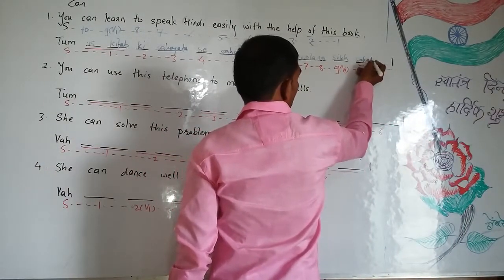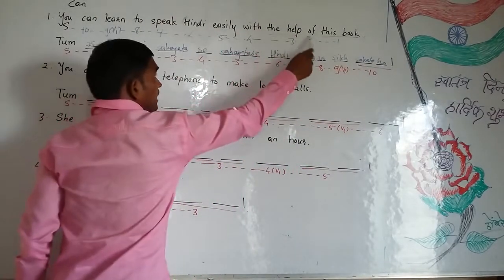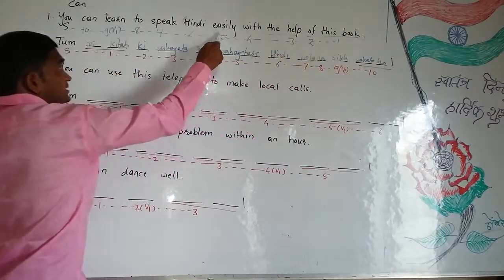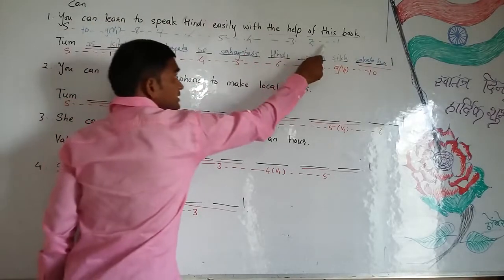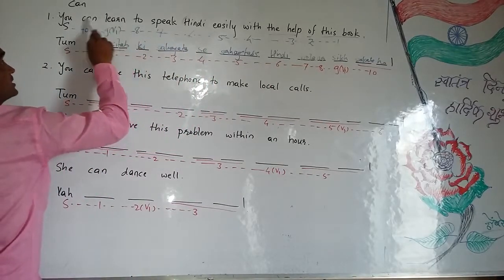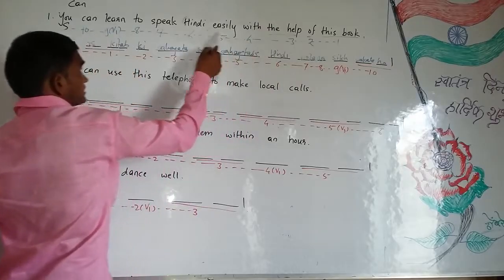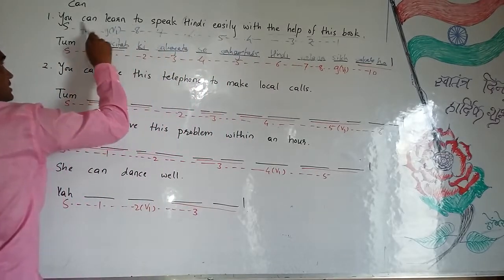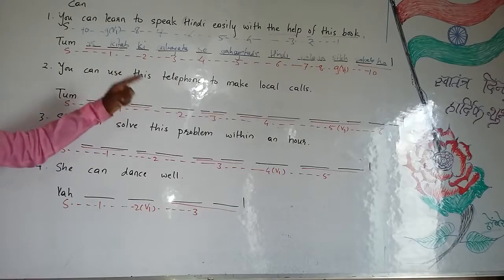तुम इस किताब की सहायता से सहजता से हिंदी बोलना सीख सकते हो। The next sentence is you can use this telephone to make local calls.